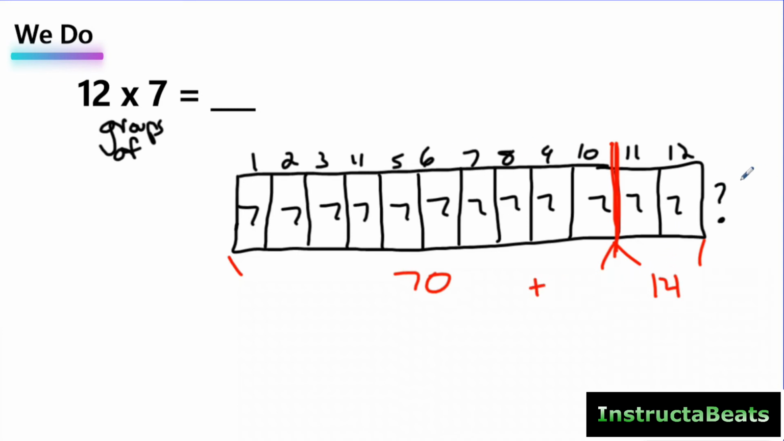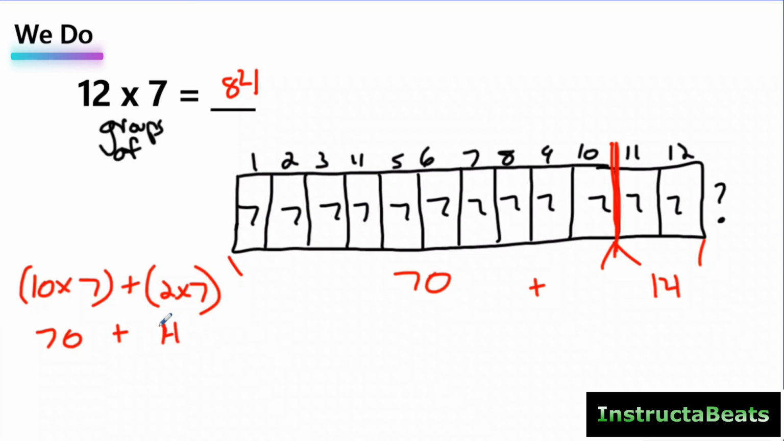And I see that my question mark, or my product, or the total of my whole bar model is 84, right? So again, using mathematical symbols, what you just did is you decomposed the 12 into 10 groups of 7 in each, and then you added this to 2 groups of 7 in each. We had to solve those first. We got 70 plus 14, and our answer was 84.